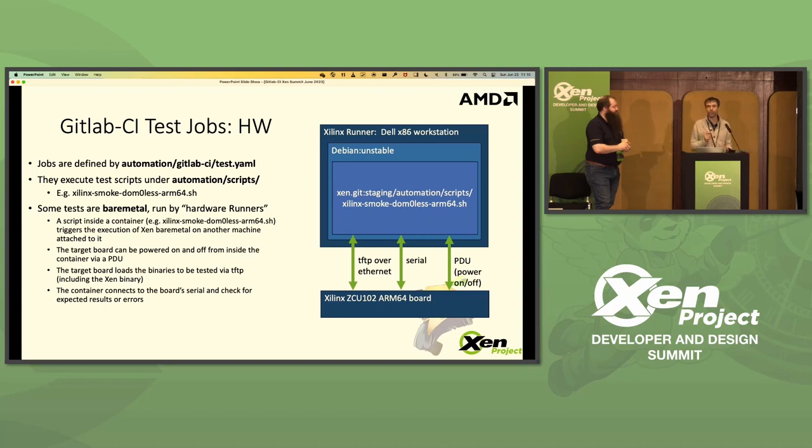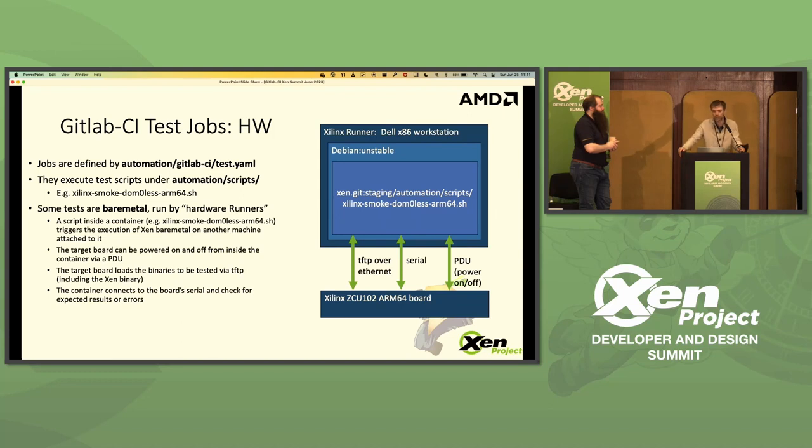However, this time the workstation is connected to a board, I mean literally connected with cables to a board. And the board is a Xilinx ZCU102. It's an ARM64 board. So there is a serial connected directly to it. There is also a PDU connection. That's over Ethernet, so there is no direct connection, but still connected to a PDU. PDU is the thing, for people that don't know, that can turn the power on and off for the board. And also, there is a TFTP connection, again over Ethernet, to the board. So the way the script works, you still execute a script under xen.git.